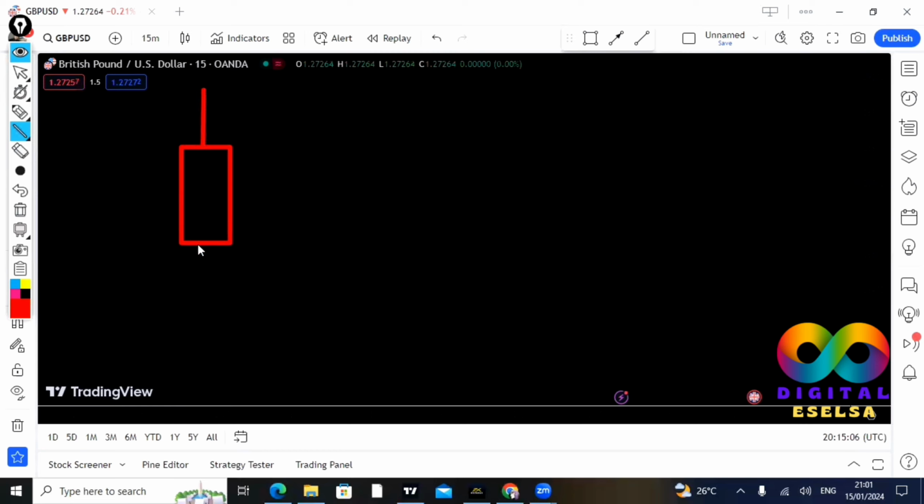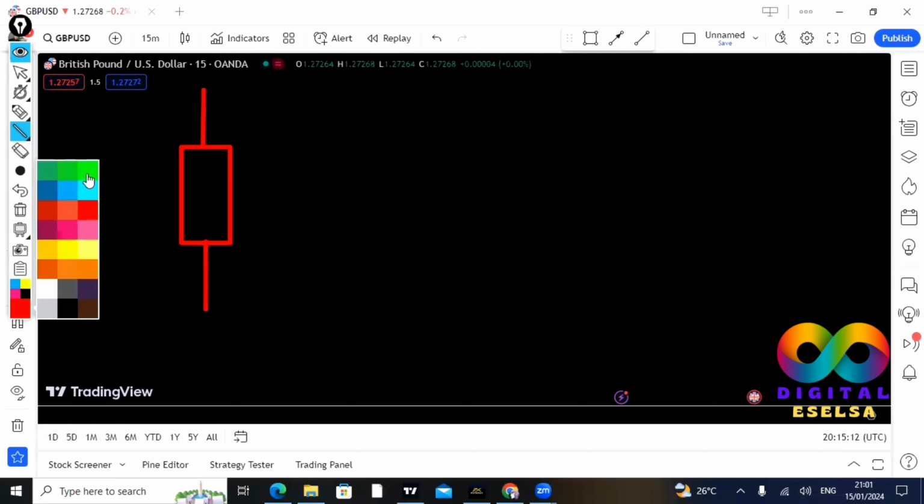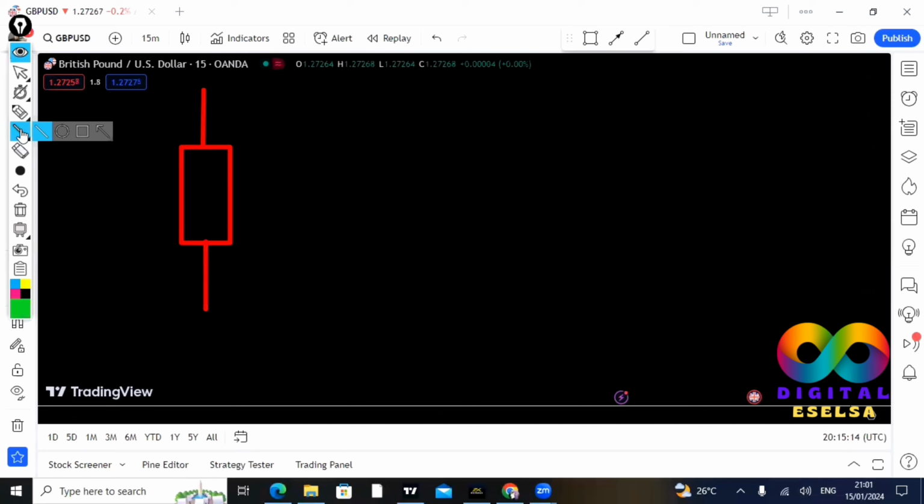A typical Japanese candlestick looks like this. A red candle like this is a bearish candle. Why? When you see a green candle, it is a bullish candle. A grey candle this way is a bullish candle. I was also trying to explain that there's a way to label the structure of a candle.